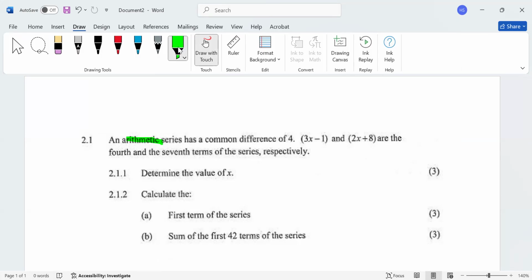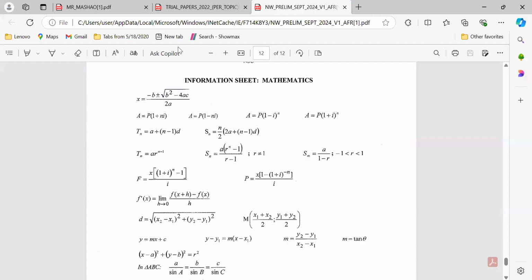Once they say arithmetic, they mean these are the formulas that you can use only. This one, arithmetic, this one, arithmetic, this one, arithmetic. The rest, they don't work. So those are the ones that you can use.